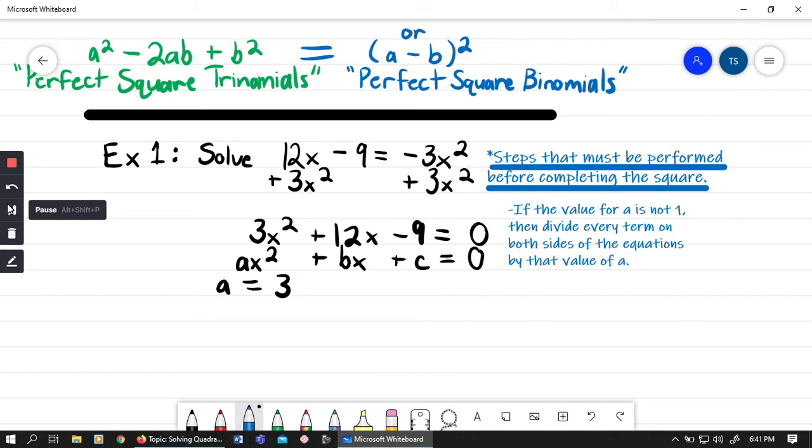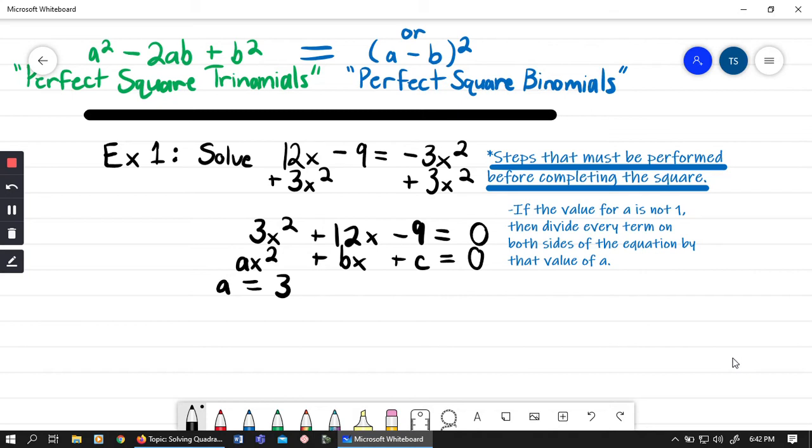So again, folks, after you've identified what that value of a is, if the value for a is not 1, then you should divide every term. I mean every term. You must divide every term on both sides of the equation by that value of a. So let's take a look at what that looks like when we actually do that.